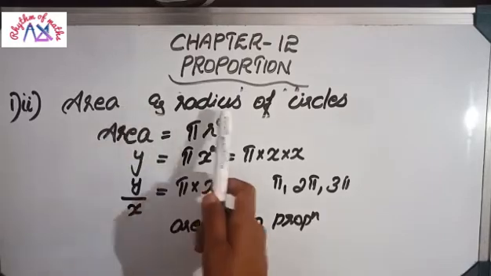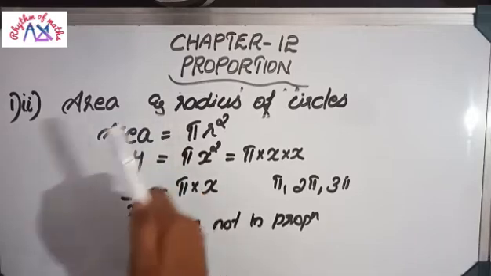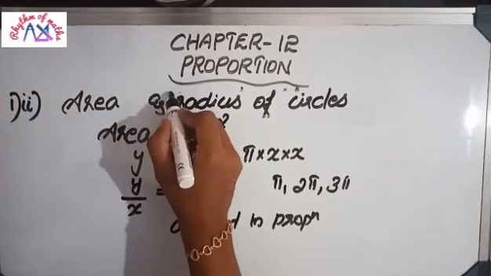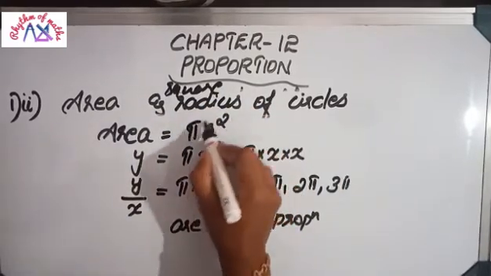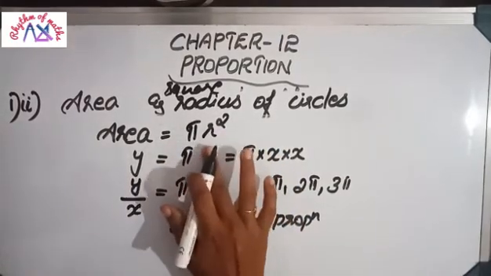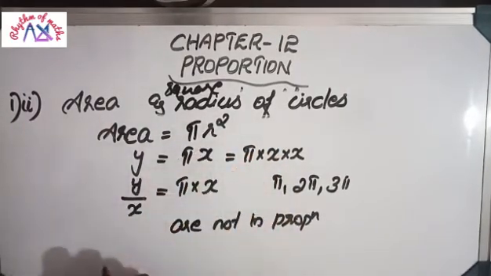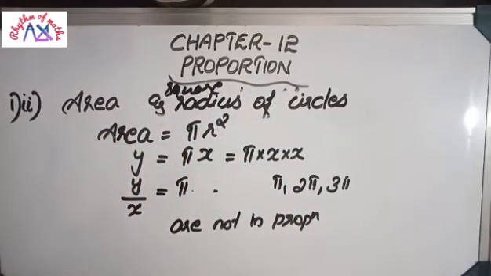But area and square of radius will be proportional. Can you say why? Suppose the question is area and square of radius. The square of radius, that is r square, we can consider as x. So area is pi x. Y by x equals pi, we will get. That means area and square of radius are in proportion, but area and radius are not in proportion. That is the difference. So this is the second sub question answer. Now let's do the next one.